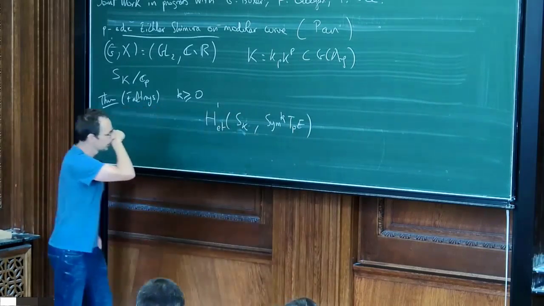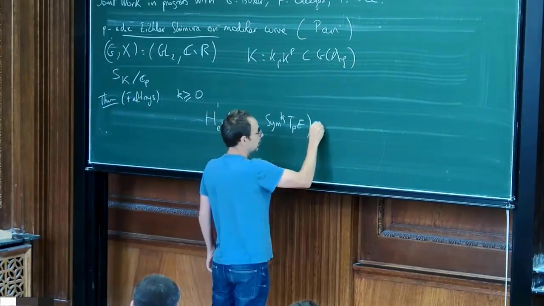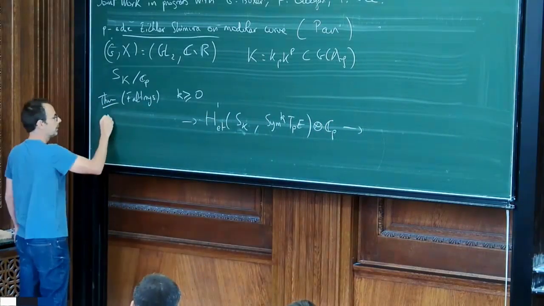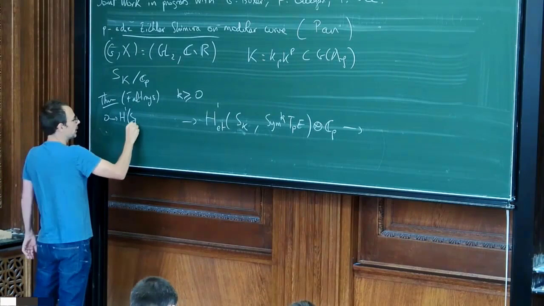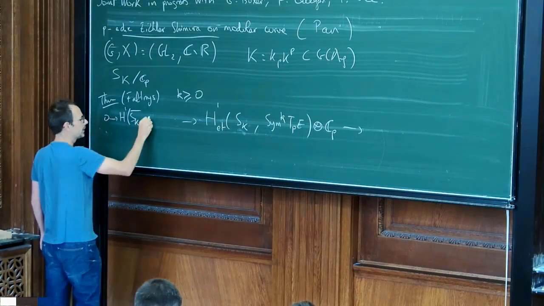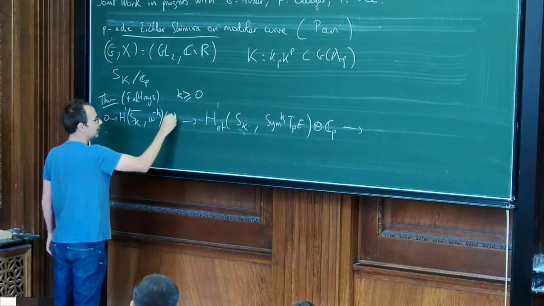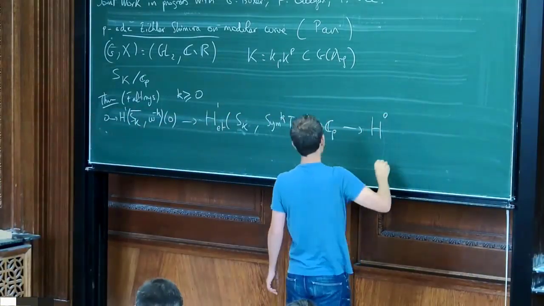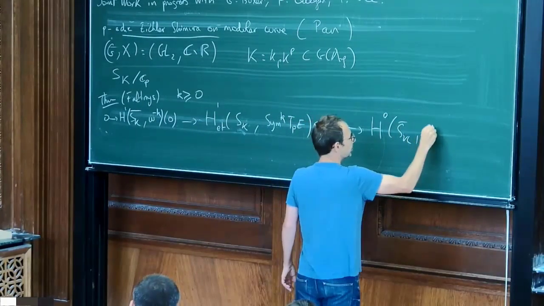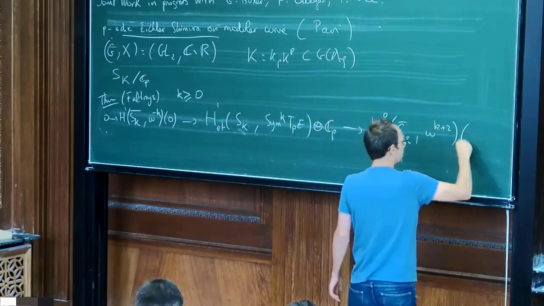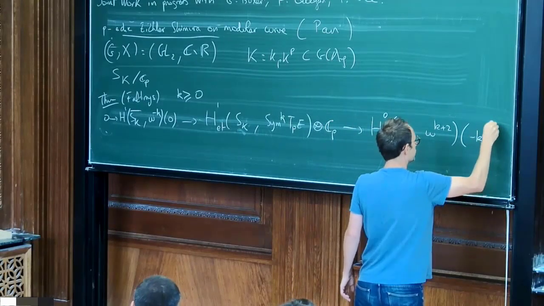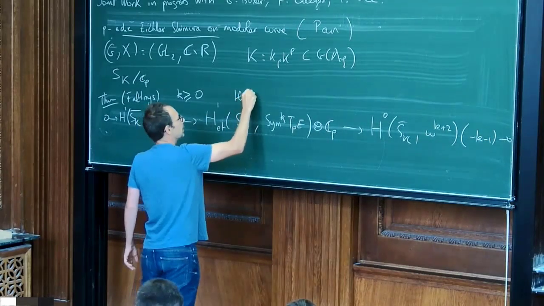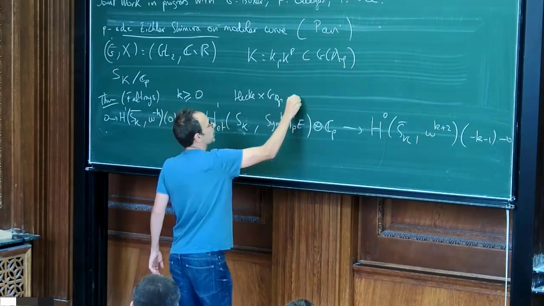And so this is a Galois representation. You tensor with C_p, and then this fits in an exact sequence. Here you have the H^1 of S_K bar, the compactification, with ω^{-k}, and then a trivial Tate twist. And there you have the H^0 of S_K bar with ω^{k+2}, and there's a Tate twist by minus k minus 1. And this is Galois equivariant.